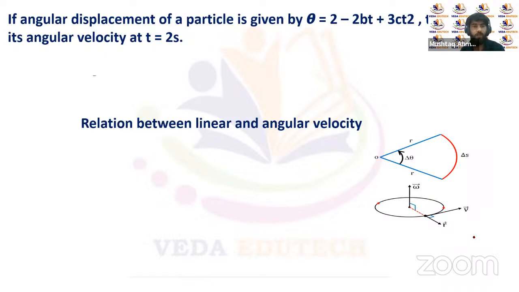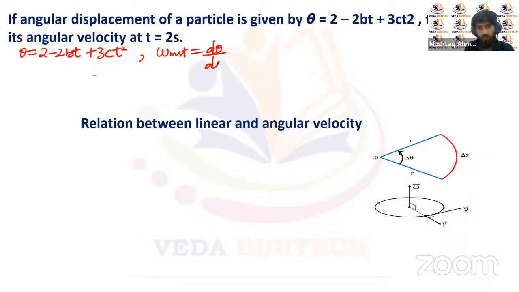Now let's calculate the instantaneous angular velocity of a particle. If the angular displacement of a particle is given by theta equal to 2 minus 2bt plus 3ct square, and we have to calculate the instantaneous angular velocity, then omega instantaneous is equal to d theta over dt.